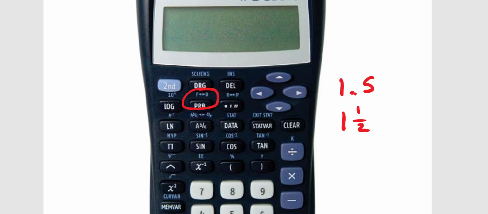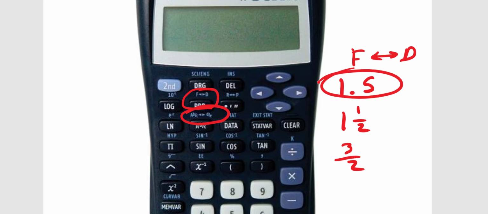It converts a decimal to a fraction. Okay, and then you can use this button again. So second that and turn that into a mixed fraction or an improper, so 3/2 if you want. Okay, so that F to D is fraction to decimal, and that gives you the 1.5 to 1 1/2.